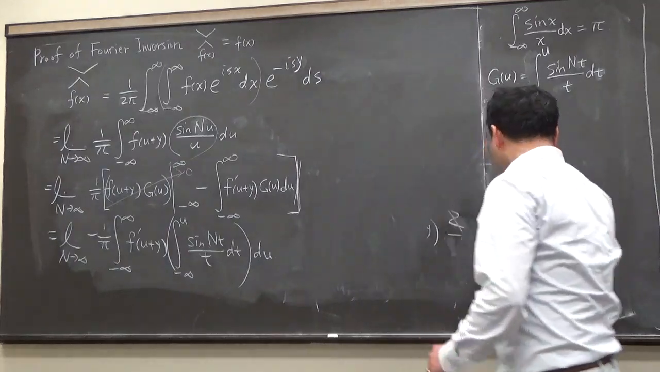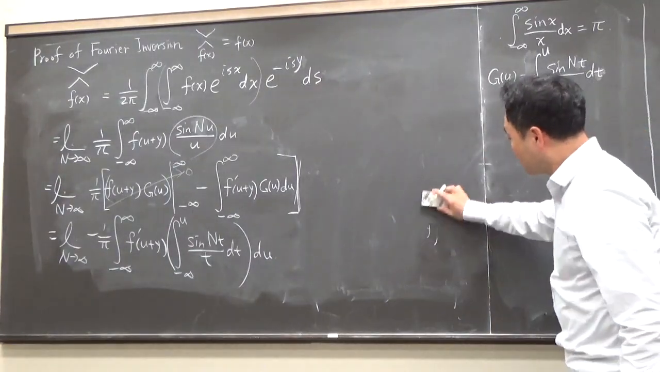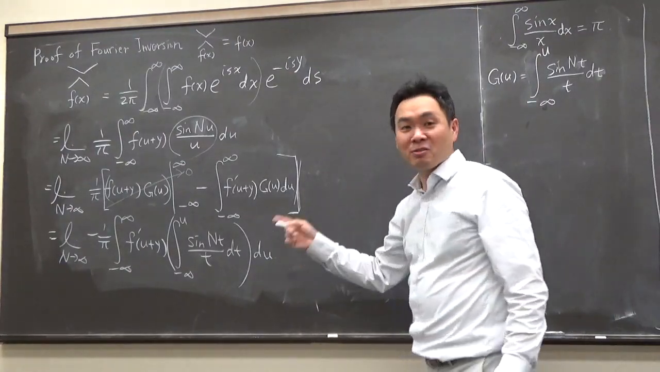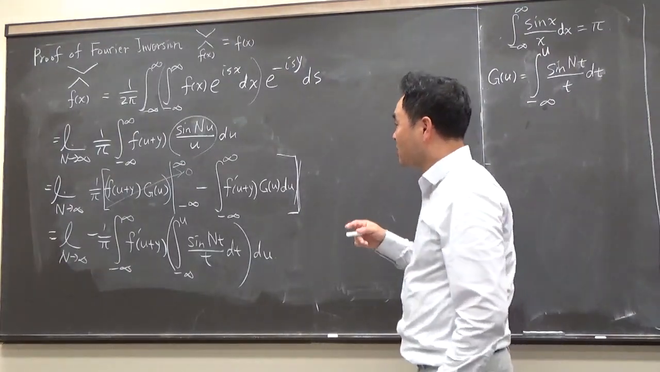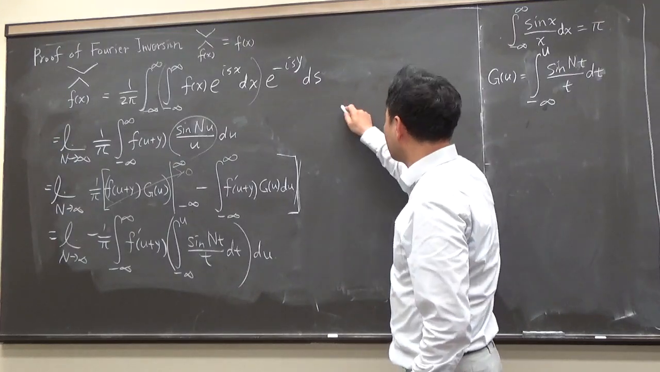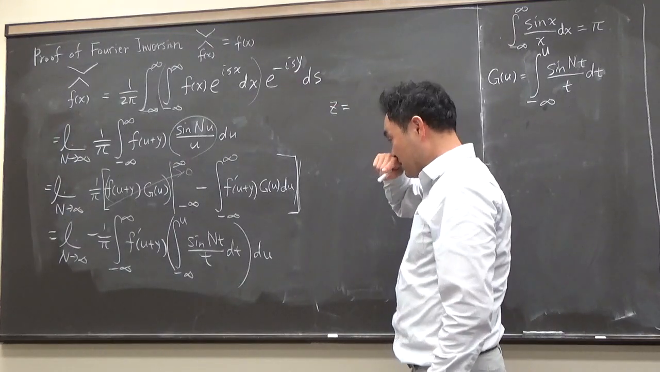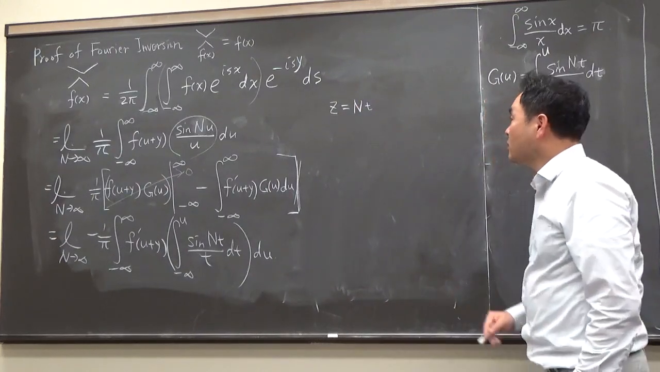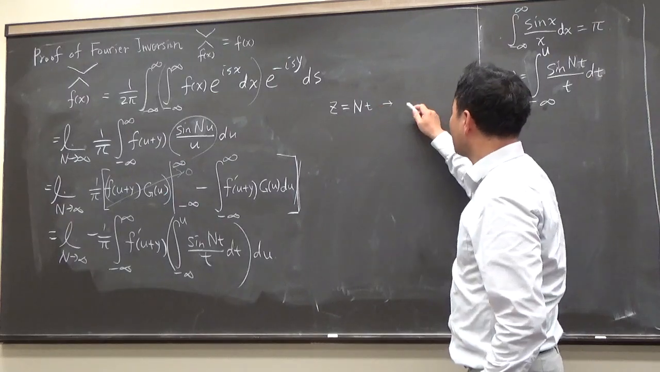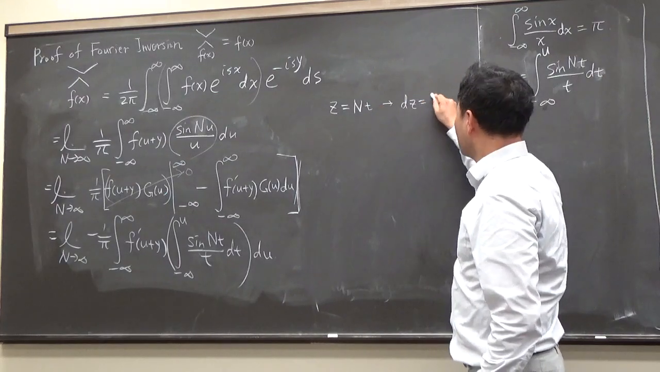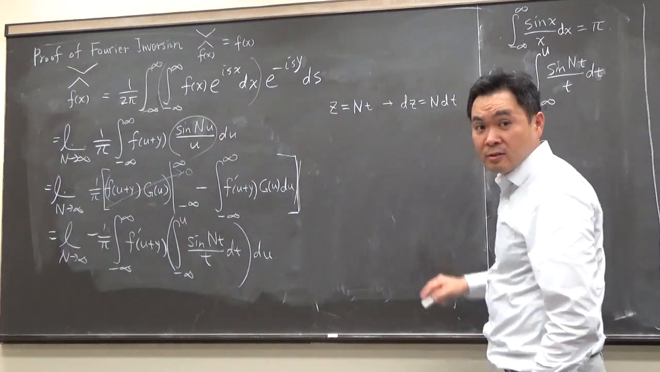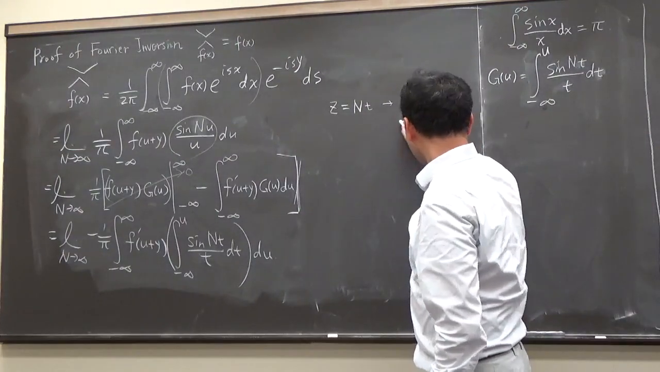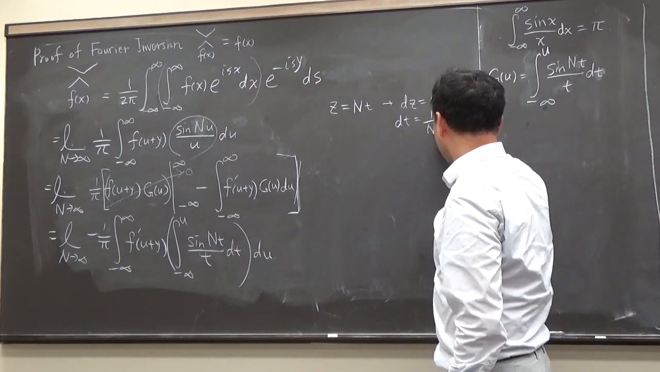Now we're going to do another change of variables. We're going to set, let's see, I'm running out of letters. Let's say, not y, z. I'll just say z is equal to nt. Then n is a constant, so I have dz equals n dt, and so dt would be 1 over n dz.